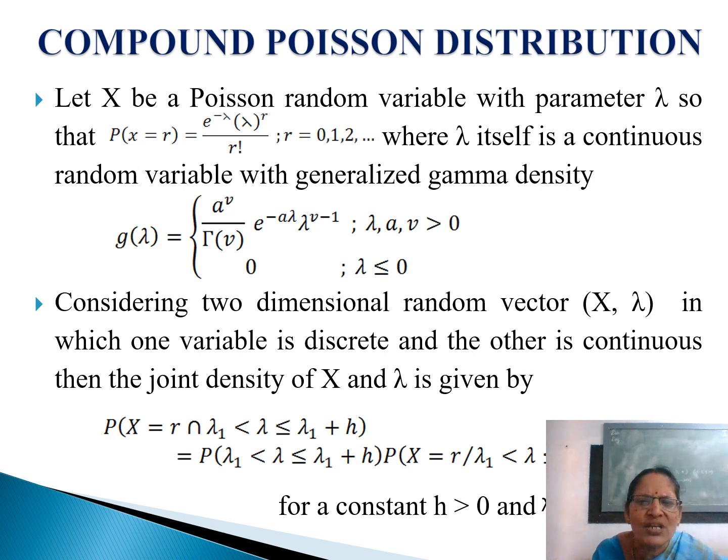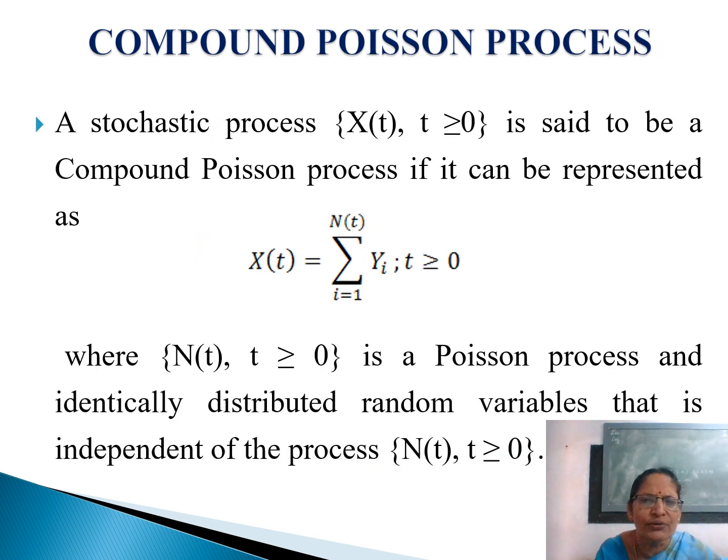Considering a two-dimensional random vector, namely (X, lambda), in which one variable is discrete and the other is continuous, the joint density of X and lambda is given by the probability of X equal to r intersection lambda, where lambda varies from lambda 1 to lambda 1 plus h, where h greater than 0 and lambda greater than 0.